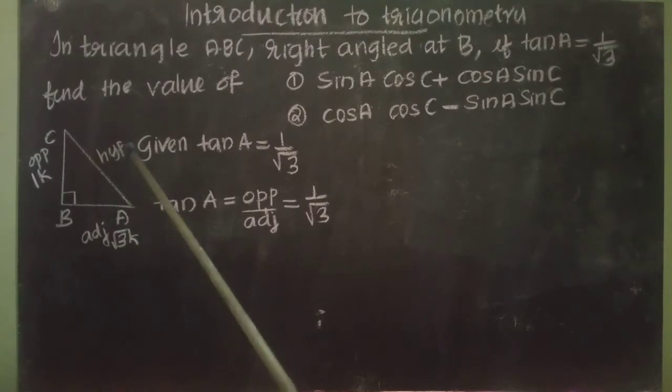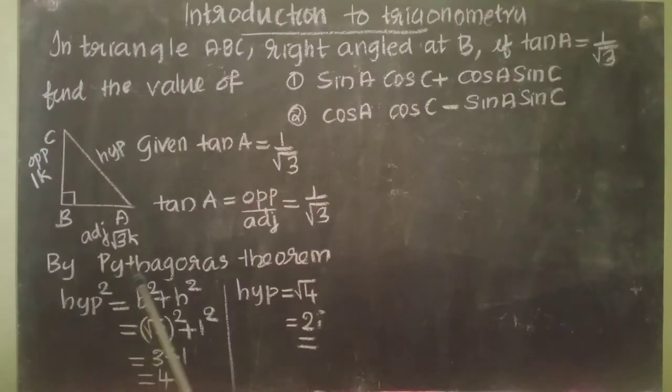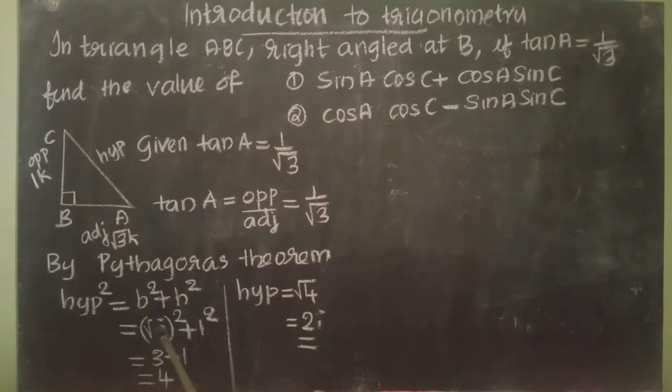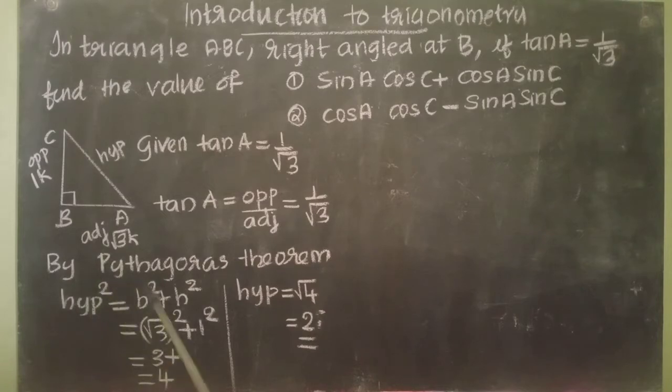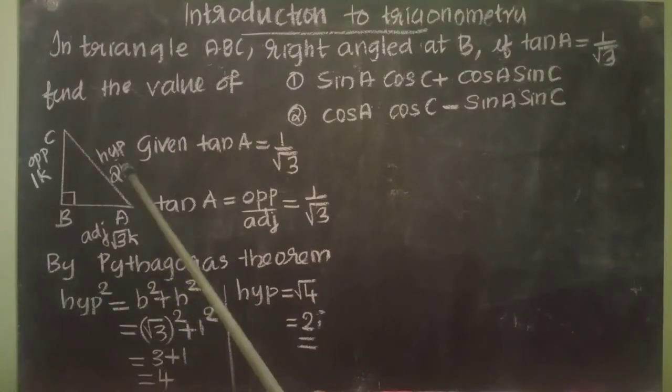Let us find out the value of hypotenuse by using Pythagoras theorem. By Pythagoras theorem, hypotenuse square equal to base square plus height square, that is equal to root 3 whole square plus 1 square. Square of root 3 is 3. So that is equal to 3 plus 1 equal to 4. That is hypotenuse square equal to 4. Hypotenuse equal to root of 4, that is equal to 2. So here we can write hypotenuse is 2k.